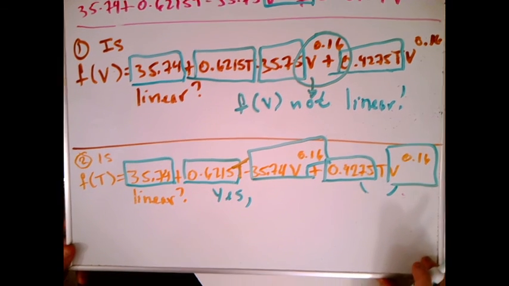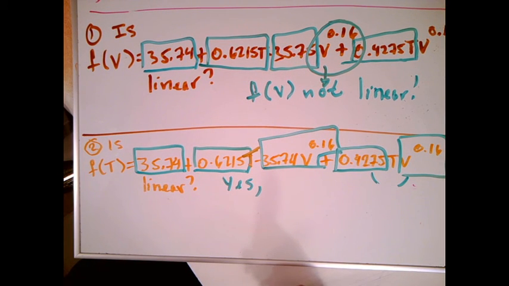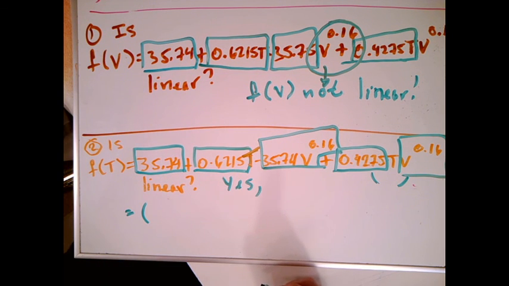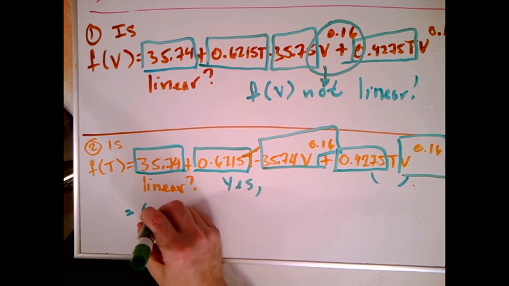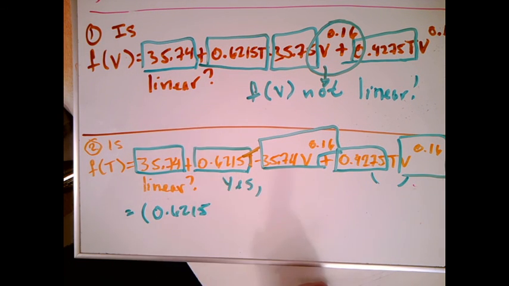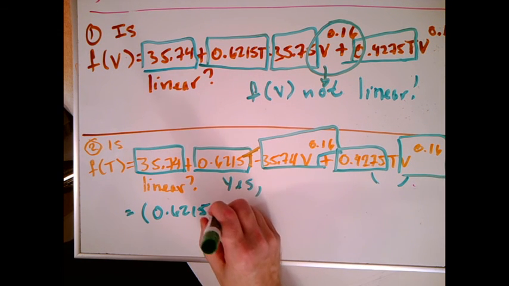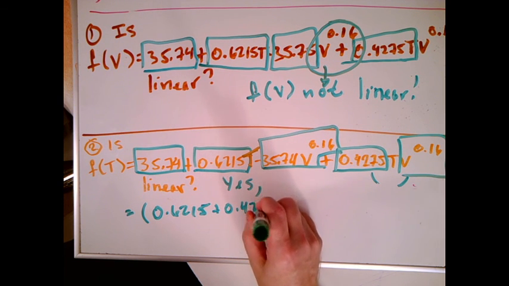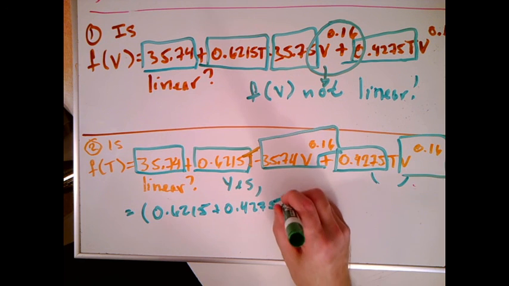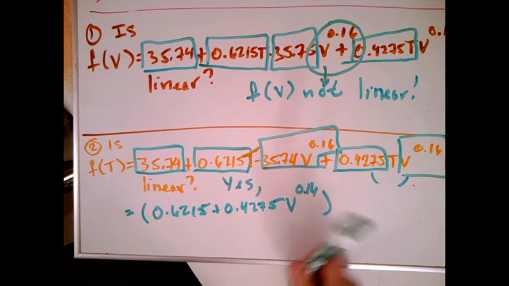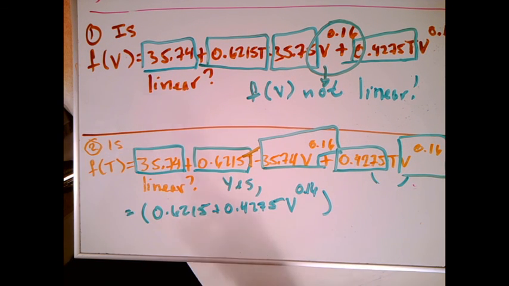And in the little room I have left, we're going to try to write this as something like y equals mx plus b. What I'm going to do is group everything that has a t in it together and pull out a t. Let's see, that has a t in it, and I'm going to pull it out, so I have 0.6215. Over here I have plus 0.4275, and I get v to the 0.16. And remember, that's a constant because t is the variable in this problem.